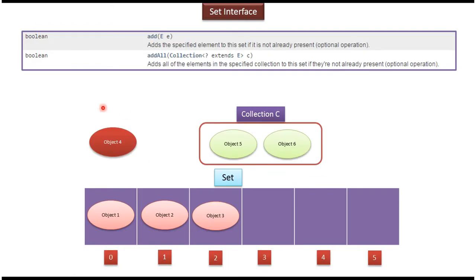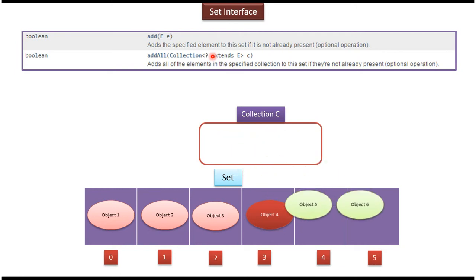If we want to add one object to the set, then we can use the add method. We have to pass this object to this add method. This method will add the object to the set. And if you want to add a group of objects to the set, then we can use the addAll method. In the addAll method, we have to pass a collection. Suppose the collection contains two objects.